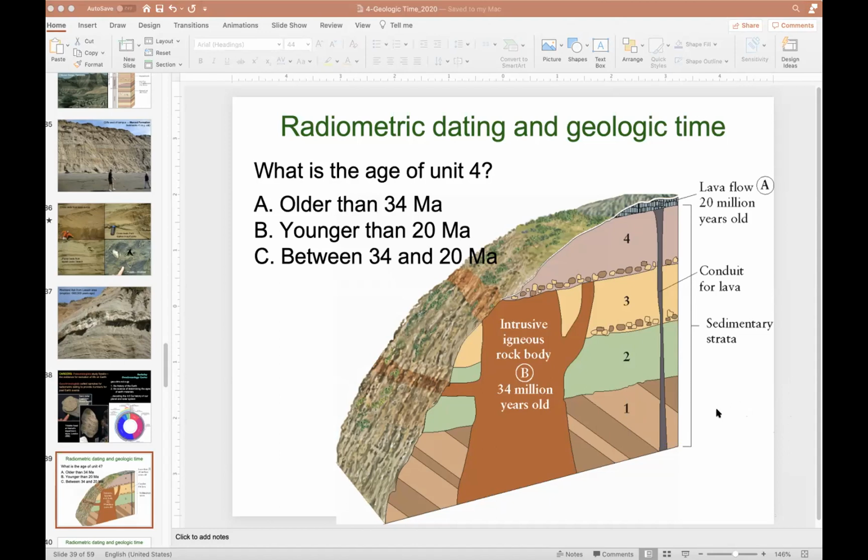So one of the principles that we'll talk about today is the principle of superposition, meaning that each successive layer of sedimentary rock has to be younger than the one that was deposited before it, basically. So number 1 is oldest. Number 2, what's next? Is it number 3?